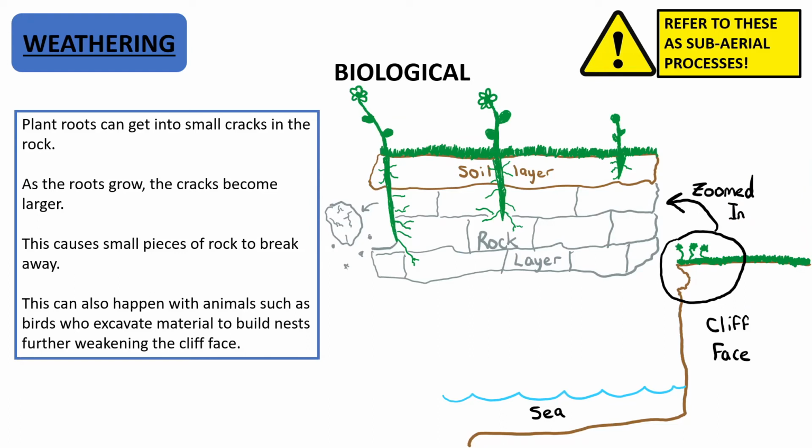The next one is biological. This is when plant roots get into small cracks in the rock that are below the soil layer. As these roots grow, the cracks become larger. This causes small pieces of rock to break away. This can also happen with animals such as birds who excavate material to build their nests. This further weakens the cliff face.